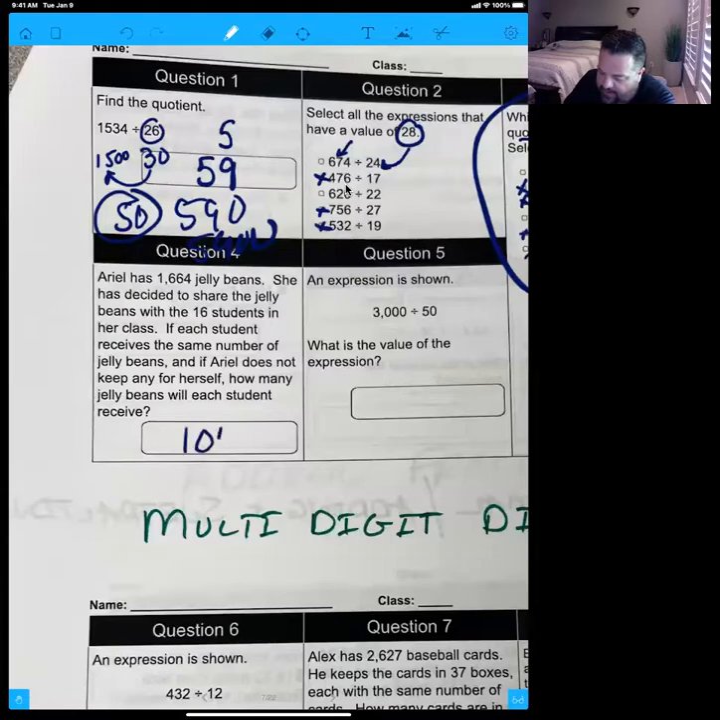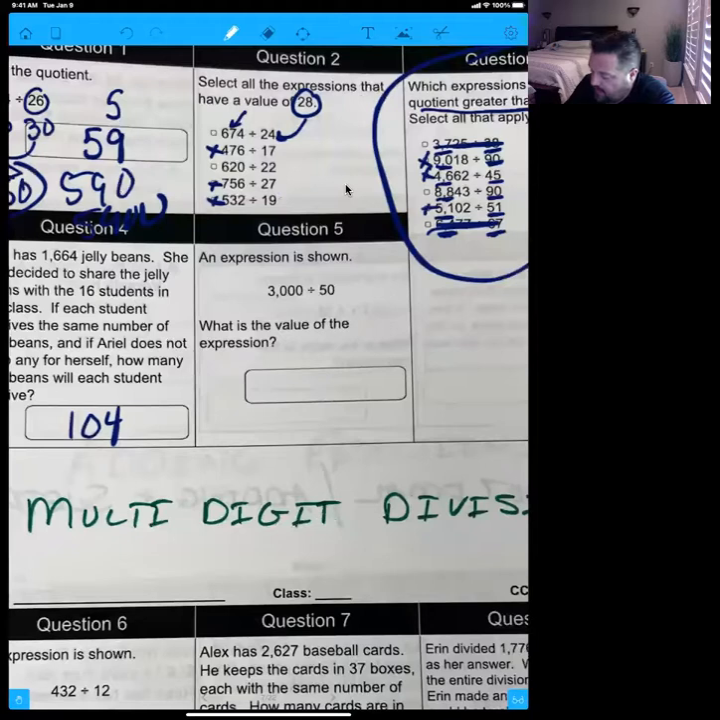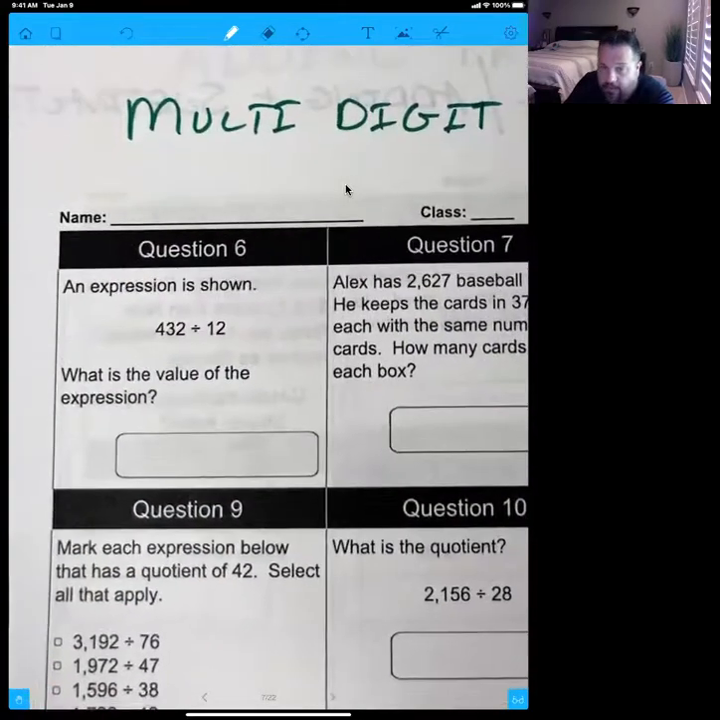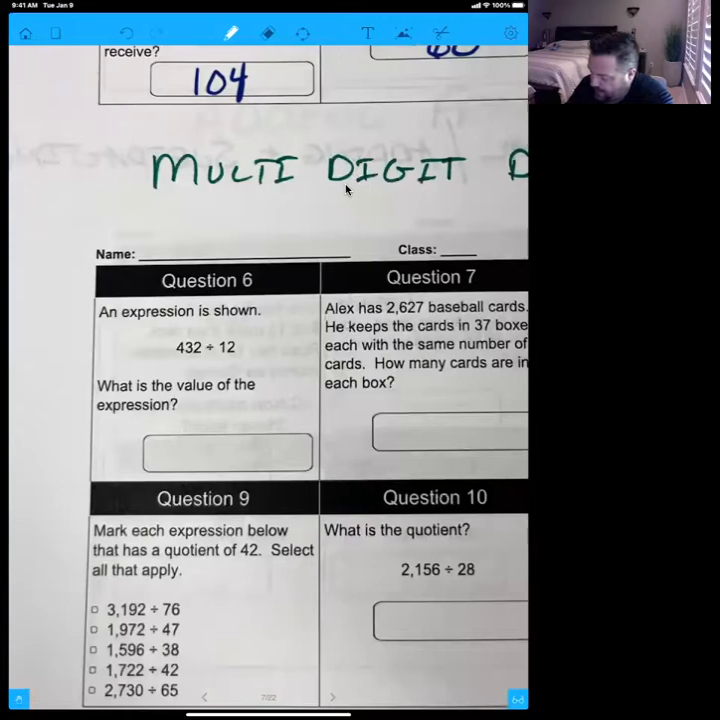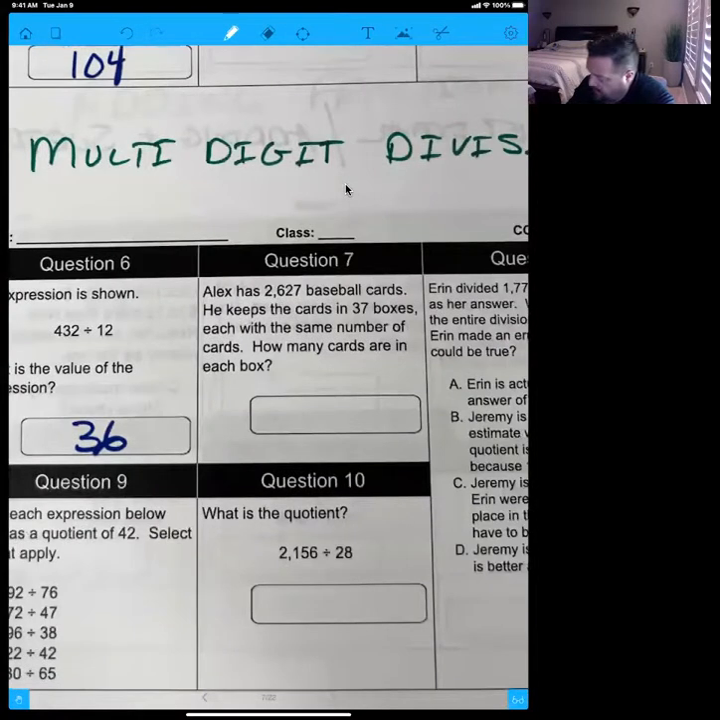You should have got 104. Take a look at number 5. Pause the video. You should have gotten 60. Remember, you can take a 0 out. Take a 0 out. 5 into 30 is 6. 5 into the last 0 is 0. All right, do number 6. You should have gotten 36. Go ahead and do number 7. You should have got 71.